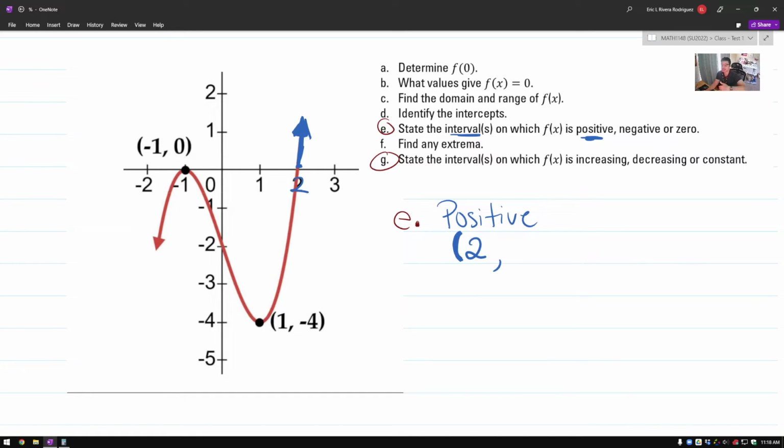Okay, and then the arrow tells me that it continues up and right, so it goes to the positive infinity. The arrow always goes to the infinity. If it goes to the right, it's positive infinity. If the arrow goes to the left, negative infinity.